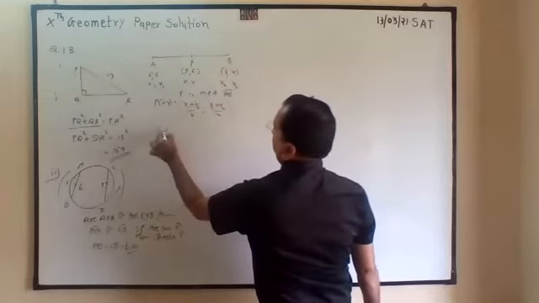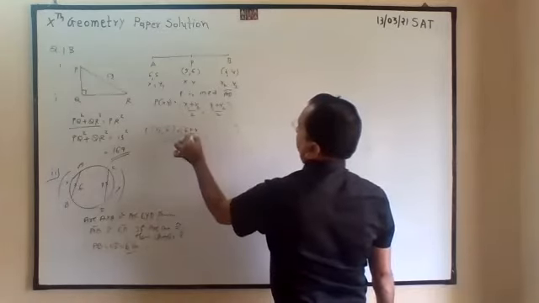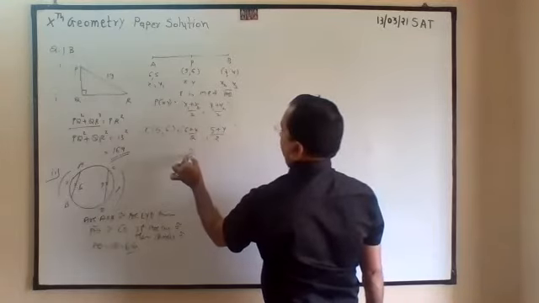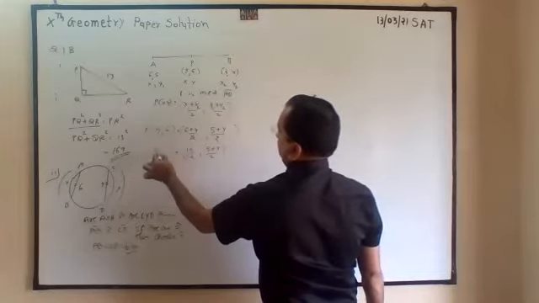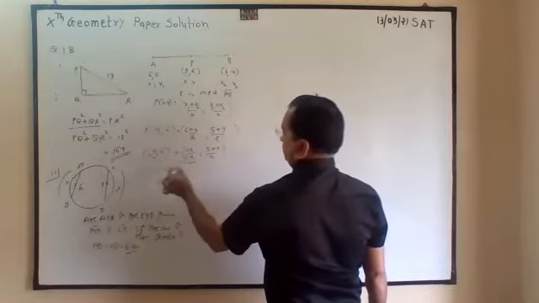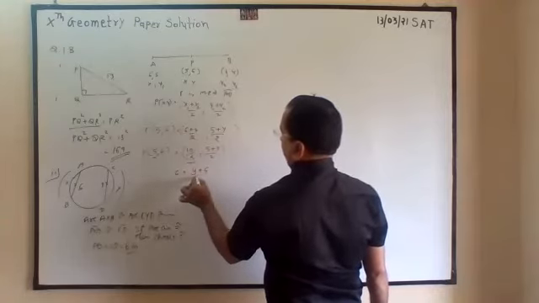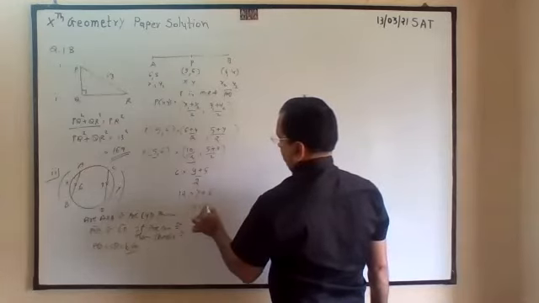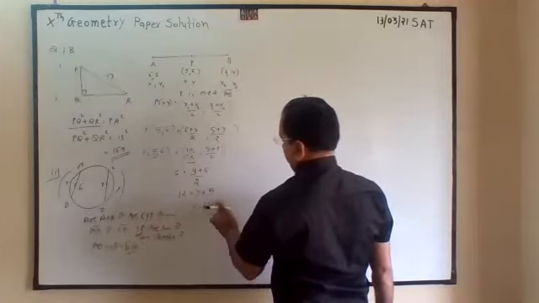Now this is 5 and 6. 6 plus 4 divided by 2, 5 plus y divided by 2. So 10 divided by 2, and 5 plus y divided by 2. So this is equal to this. 5 is equal to 5, you got. 6 is equal to (y plus 5) by 2. 12 is equal to y plus 5. So y is equal to 12 minus 5, which is 7.